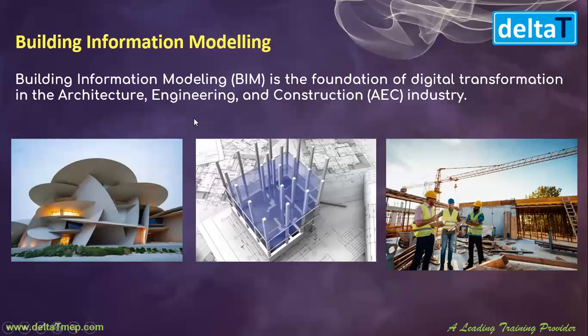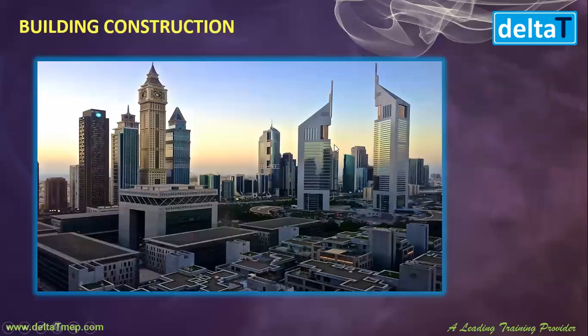So if you see, building information modeling is the foundation of digital transformation in the architecture, engineering and construction, AEC, industry. So basically it deals with architectural and engineering, like civil engineering, mechanical engineering, electrical, and construction on site. On site also, in fact, we can use these things. Now, this is directly related to building construction.